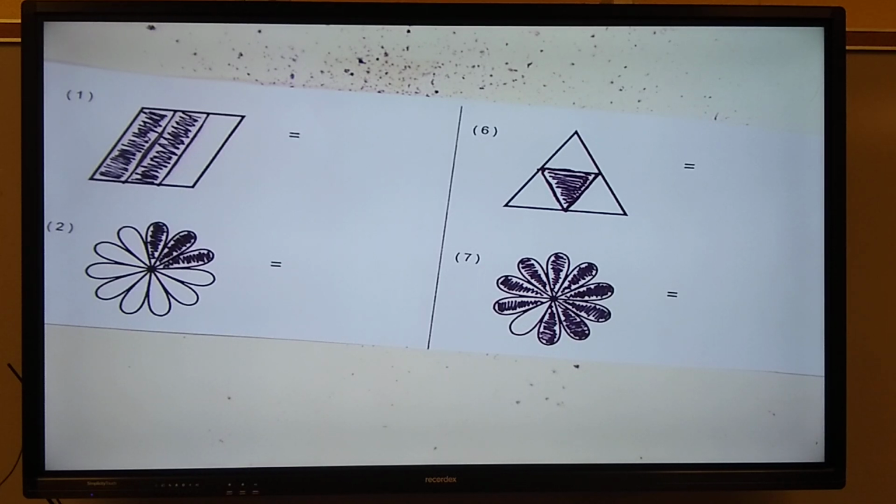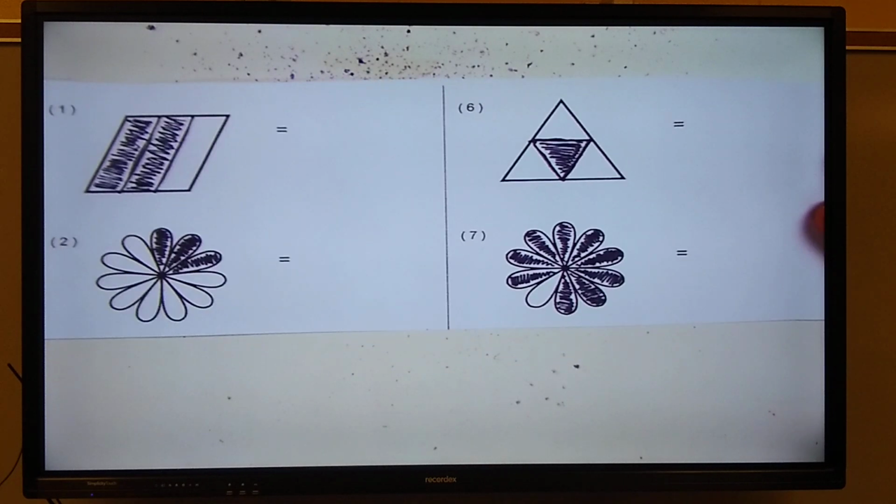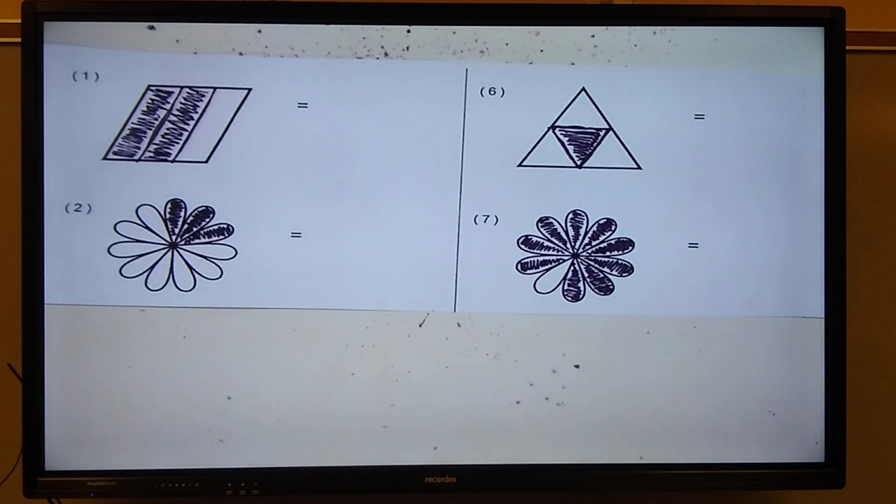Little fifth graders, do you see those four fractions right there? I want you to give me the numerator and the denominator of those four fractions. Do that now. Pause the video. All right, let's see how good you did.